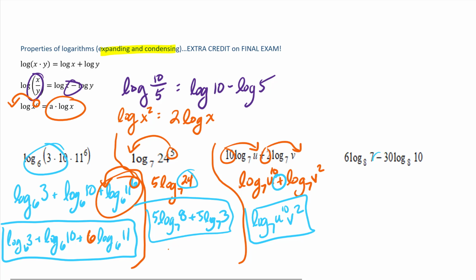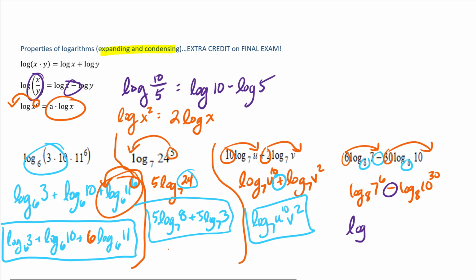We'll do the same thing with this one. I see that there's subtraction there, and I also see that I have the same base. So the first thing I want to do is take these numbers and move them up to the exponent level. That means I've got log base 8 of 7 to the 6th minus log base 8 of 10 to the 30th power. And then since it's subtraction, I'm going to make them a division inside one logarithm. So it's log base 8.